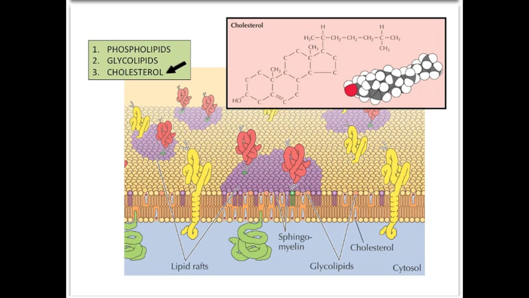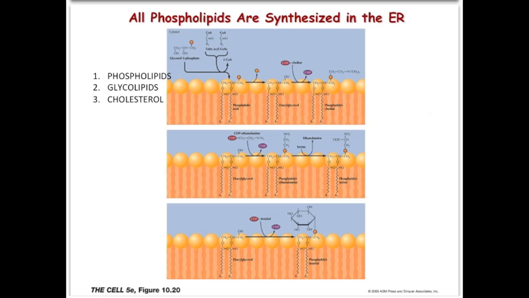Okay, so we will start by talking about the synthesis of phospholipids, which again, are the main component of biological membranes in mammalian cells. The synthesis of all phospholipids in mammalian cells takes place in the cytosolic side of the membrane of the ER.